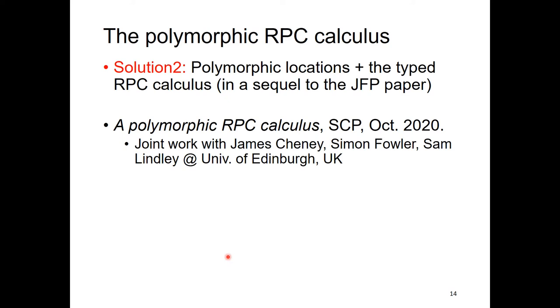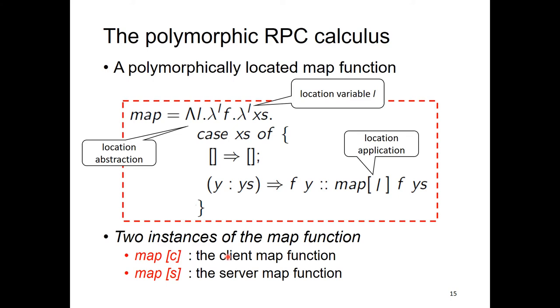In the polymorphic RPC calculus, you can write a polymorphically located function with location abstraction over a location variable and location application, as you see in the slide. Then you have only to apply it to the client location to get a client map function. You can also apply it to the server location to get a server map function. This slide shows a comparison among the RPC calculi.